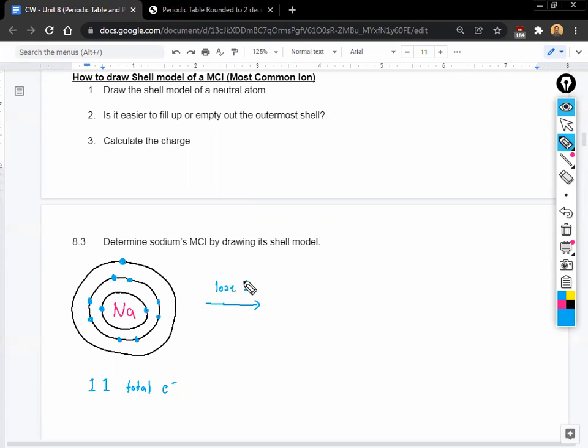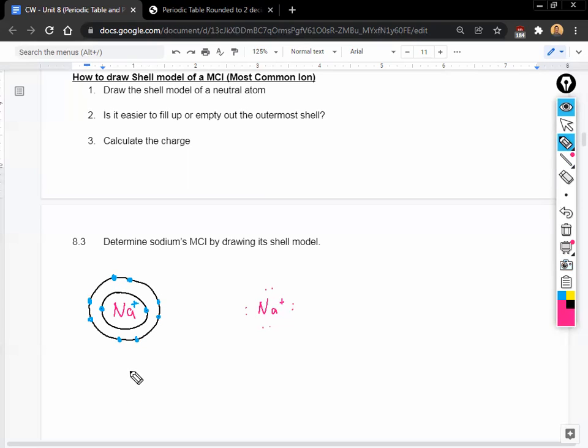If I lose 1 electron, remember, we always have to lose the valence electron. So if I get rid of this electron right here, are there any more electrons in that valence shell? No. So we're just going to get rid of that. And there you go, this is what sodium's MCI looks like. Now, if I wanted to draw the Lewis structure, all I would have to do is write Na plus and draw 8 electrons around it because that's the number of valence electrons it has.